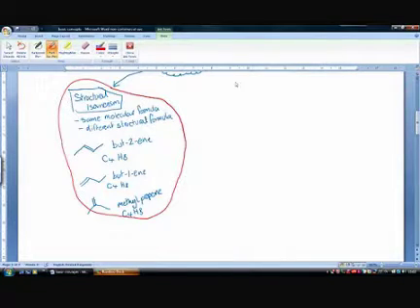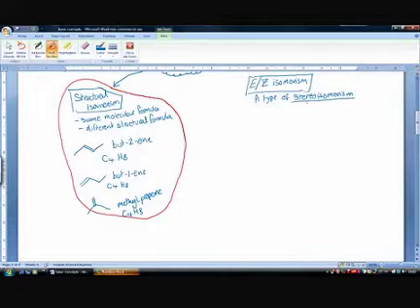Now the other type of isomerism we need to deal with is ZE, or E/Z isomerism. And it's a type of stereoisomerism. And that means the structural formula will be the same, but they will have a different arrangement of the atoms.